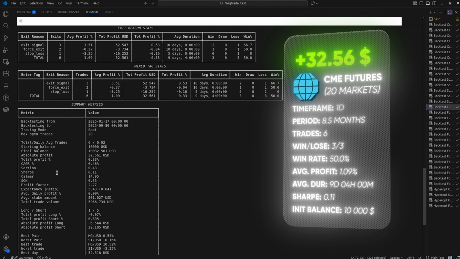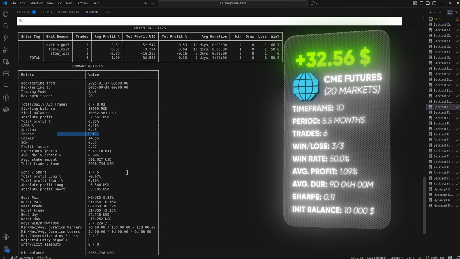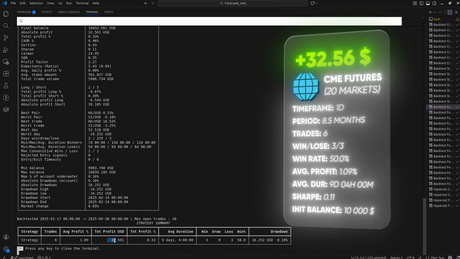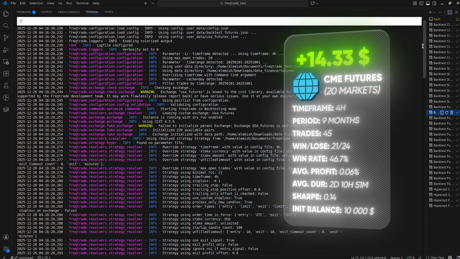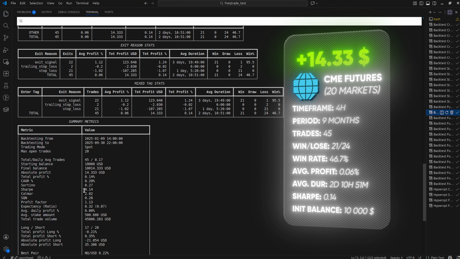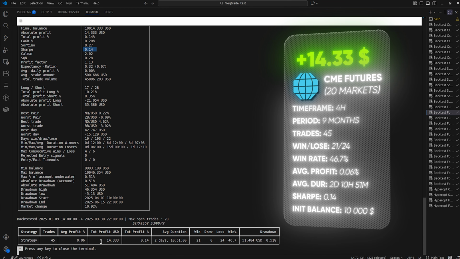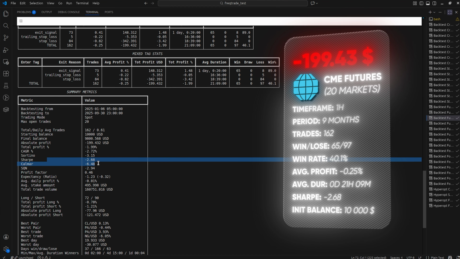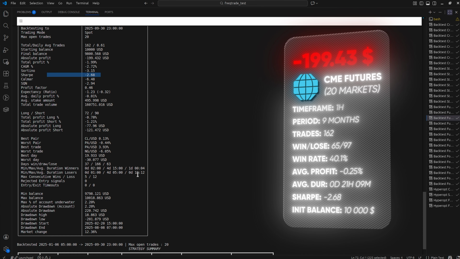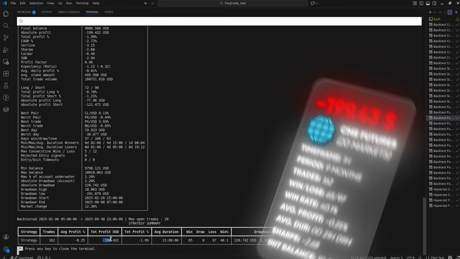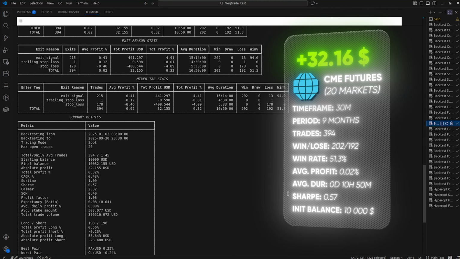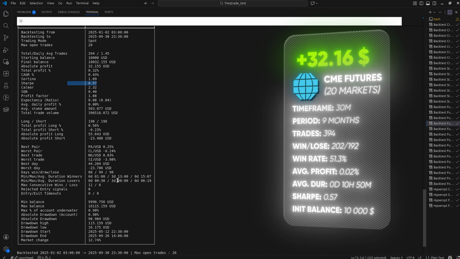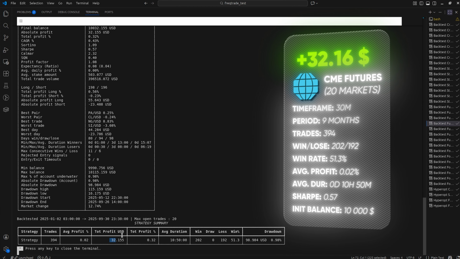And starting with a positive Sharpe, 0.11, and our profit is only $30. Next 4 hours. Once again, positive Sharpe, 0.14, and our profit is just $14. Next 1 hour time frame. This time Sharpe was negative, minus 2.68, and we lost $200. 30 minutes time frame. And once again, positive Sharpe, impressive, 0.57, and our profit is $32.